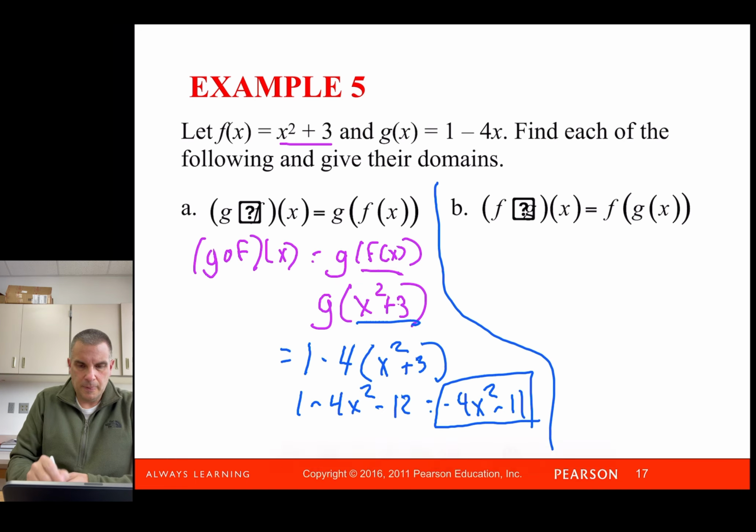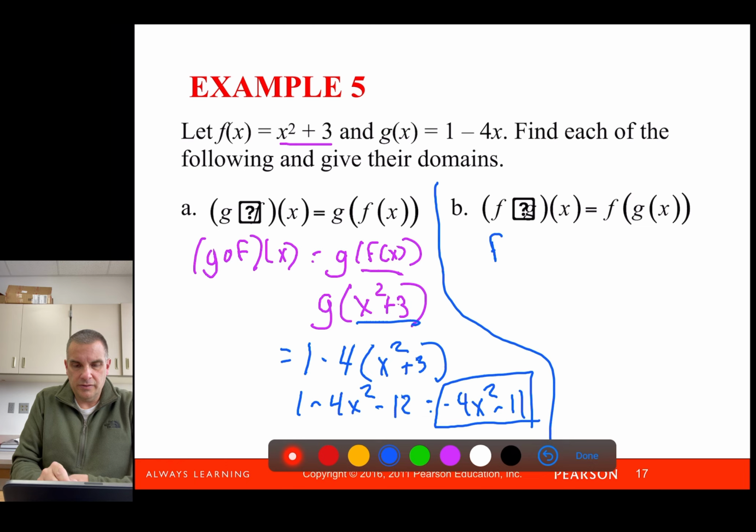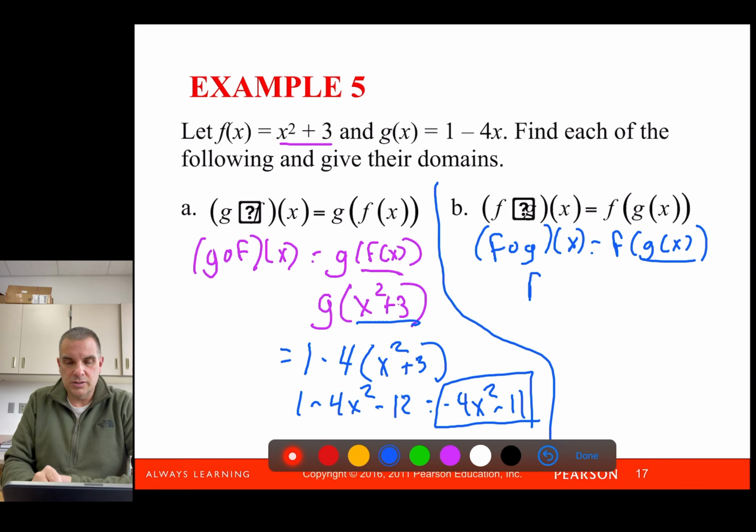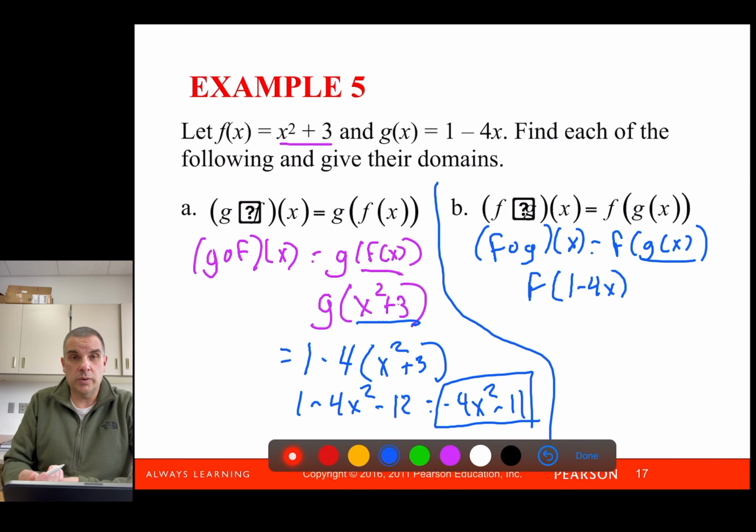There's the first one. Second one, we're going to find f of g of x. But again, we don't have anything to evaluate it with. So we're going to replace the g of x with what we know g of x is equal to. So in a sense, we have to find f of 1 minus 4x. So in the f function, which is x squared plus 3, anywhere we see an x, we're going to replace it with 1 minus 4x. So that's (1 minus 4x) squared plus 3.